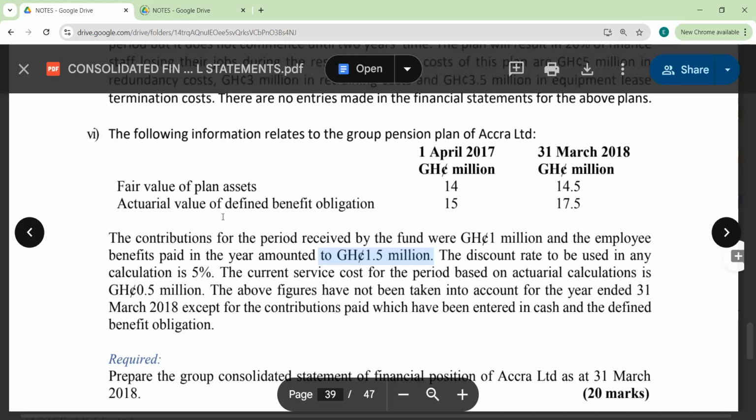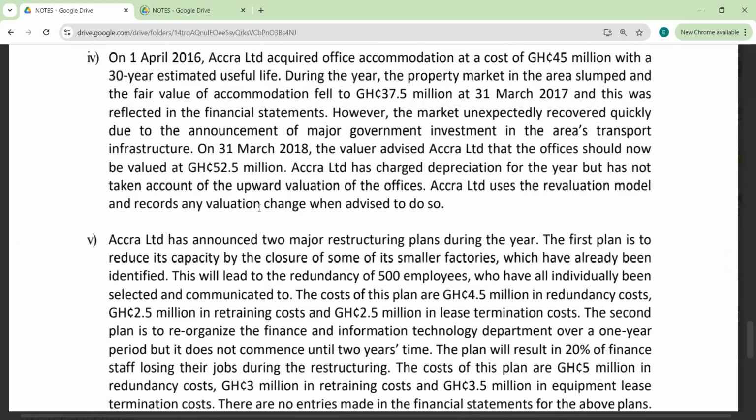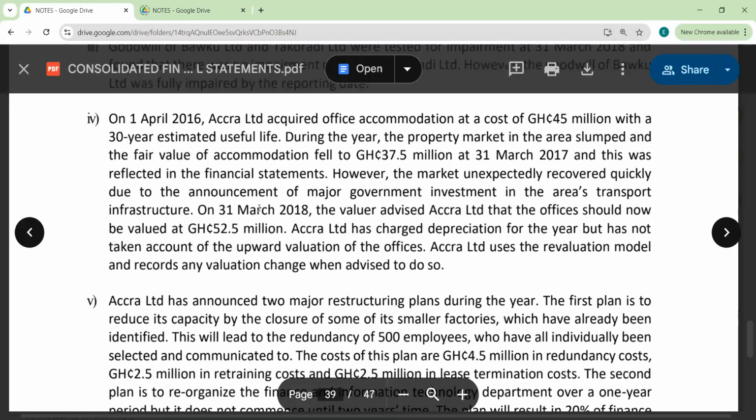Okay, so let me now go and attack the easiest note among the two. That's how I do my work. I don't attack the difficult one.